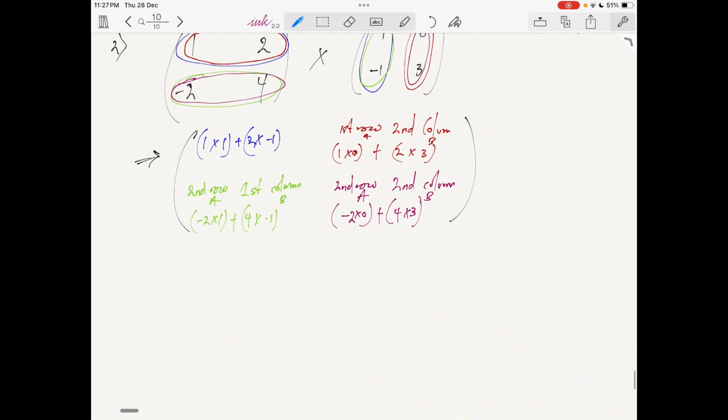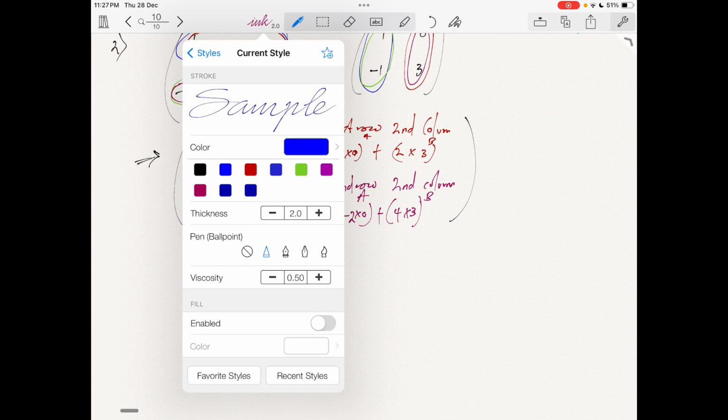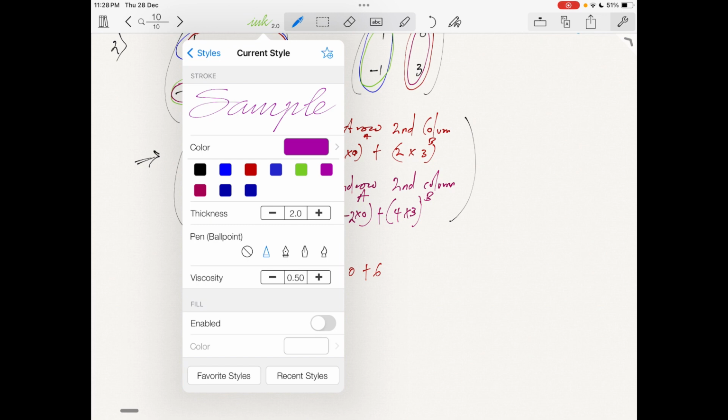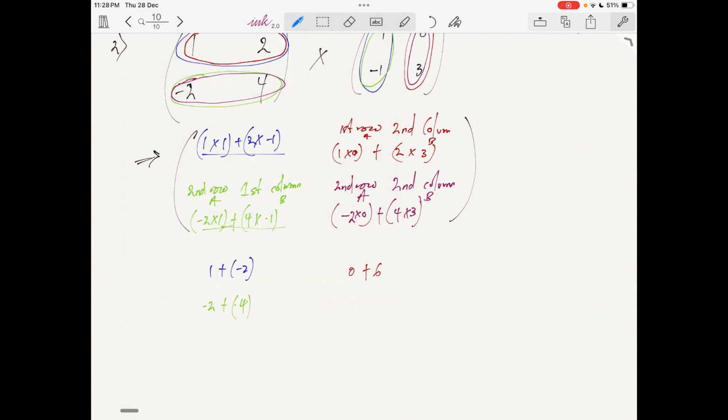Okay, so now we can simplify further and say that 1 times 1, plus 2 times minus 1 will give us 1 plus minus 2, and 1 times 0 gives us 0, 2 times 3 will give us 6, and minus 2 times 1 will give us minus 2, plus 4 times minus 1 will give us minus 4, and the last one, this column, minus 2 times 0 will give us 0, plus 4 times 3 will give us 12.